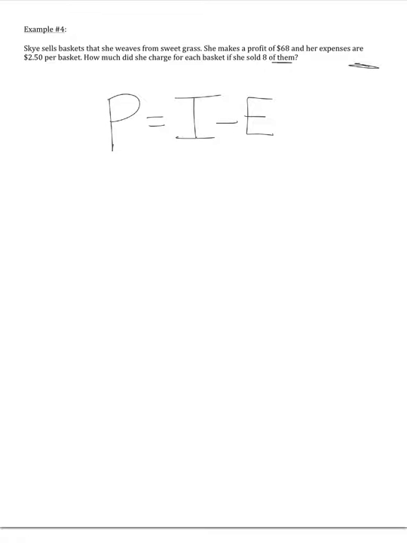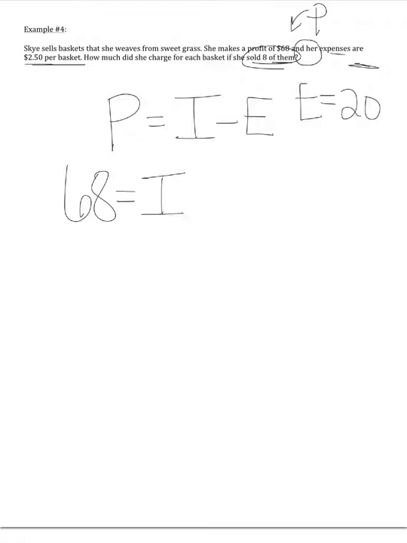So it tells me she makes a profit of 68. So that would be our profit, P. And then it tells us that her expenses were $2.50 per basket. Per means to multiply, so we know that it's $2.50 times the number of baskets she sold, which was 8. $2.50 times 8 is 20, so our expenses, E, would be $20. So substituting these into our equation, we know that P equals 68, and we're looking for the income minus the expenses, which was $20. So I would just add 20 to both sides.